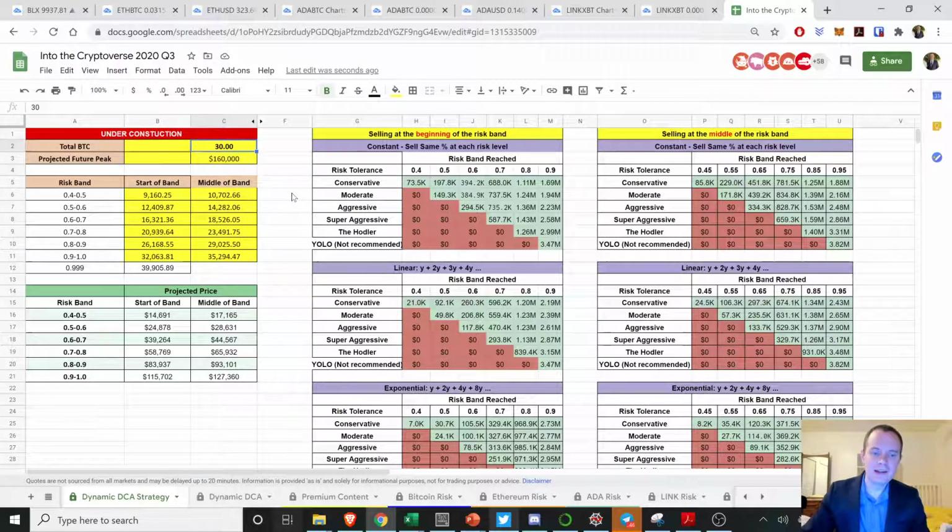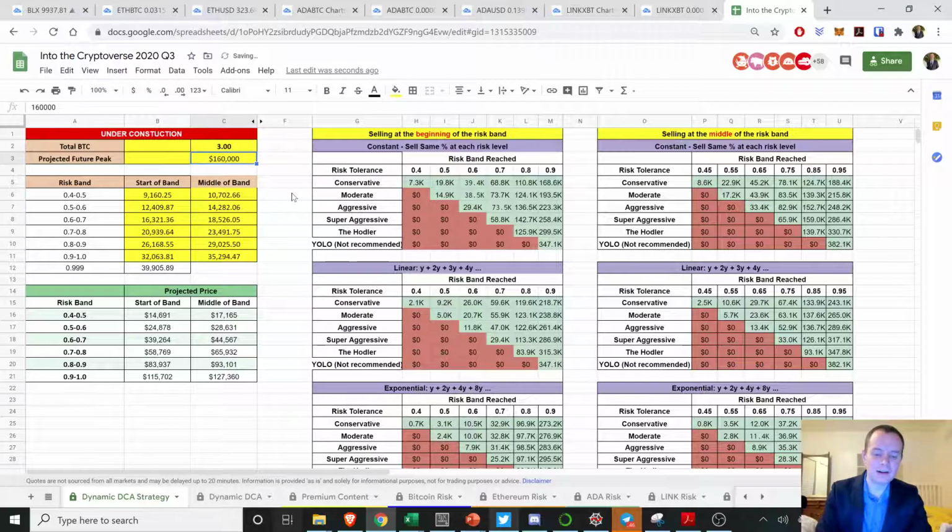So you can just play with it. You can put in, say, maybe you have 3 Bitcoin. You think the price is going to go to something ridiculous like 250,000. And then you can see, based on these different strategies, where you might end up. And the nice thing about it is you can see the profit you could leave on the table if you are too aggressive.